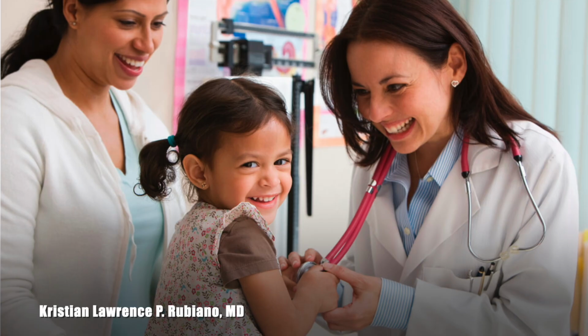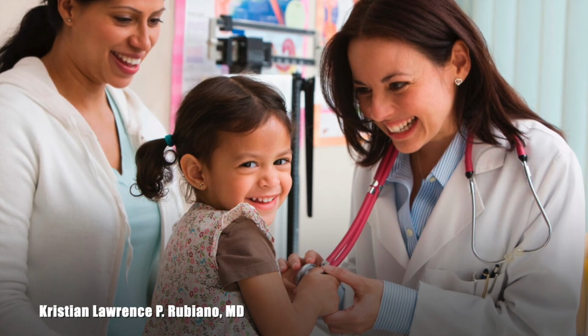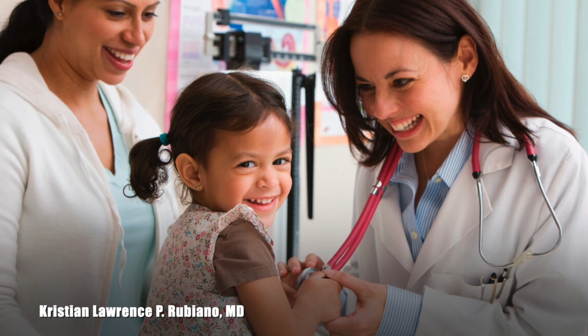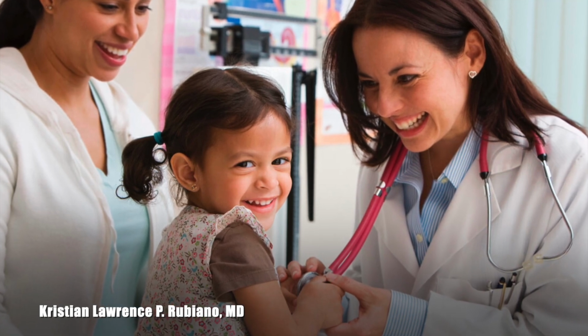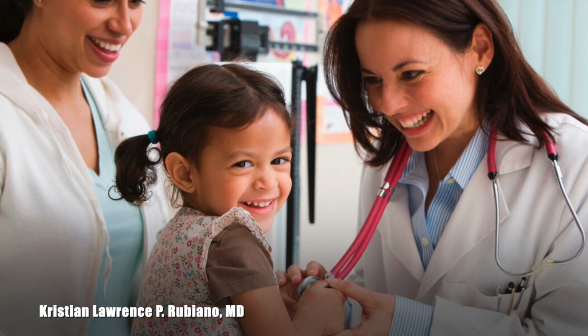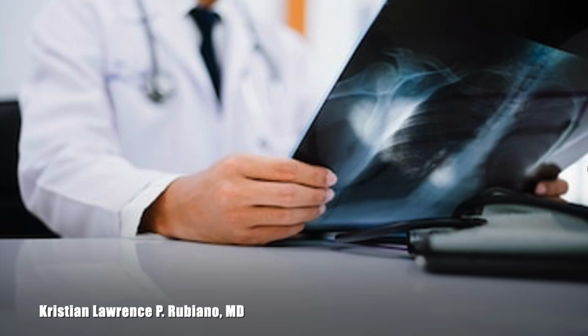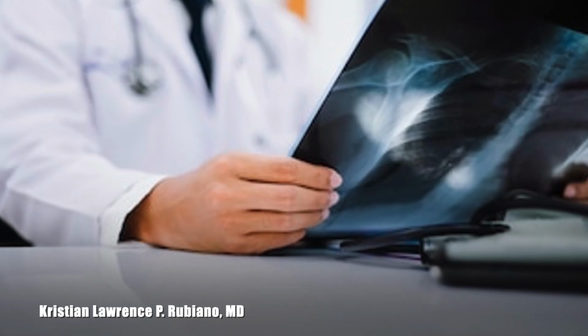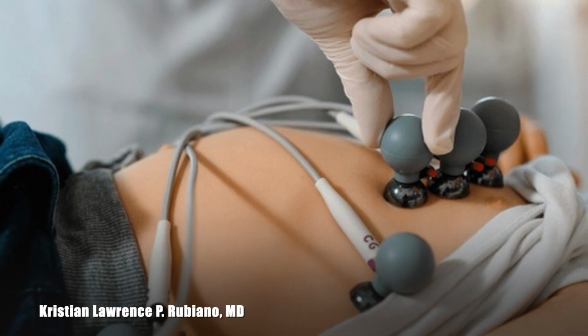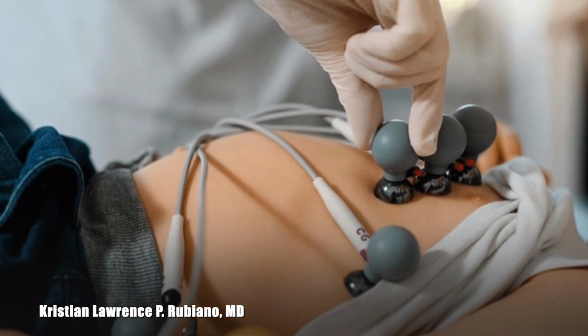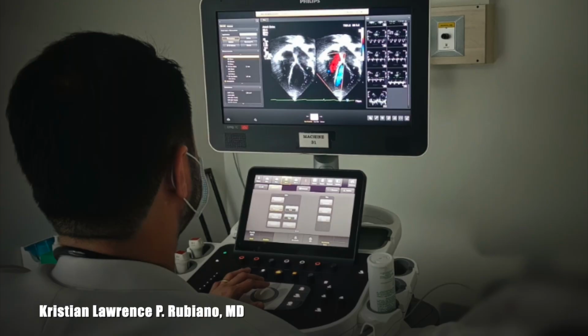Before doing or requesting a 2D echo, a clinician must thoroughly evaluate the patient through thorough history and physical examination, and further request other ancillary tests such as chest radiographs and ECGs to correlate their findings and make an initial impression before requesting a 2D echo.